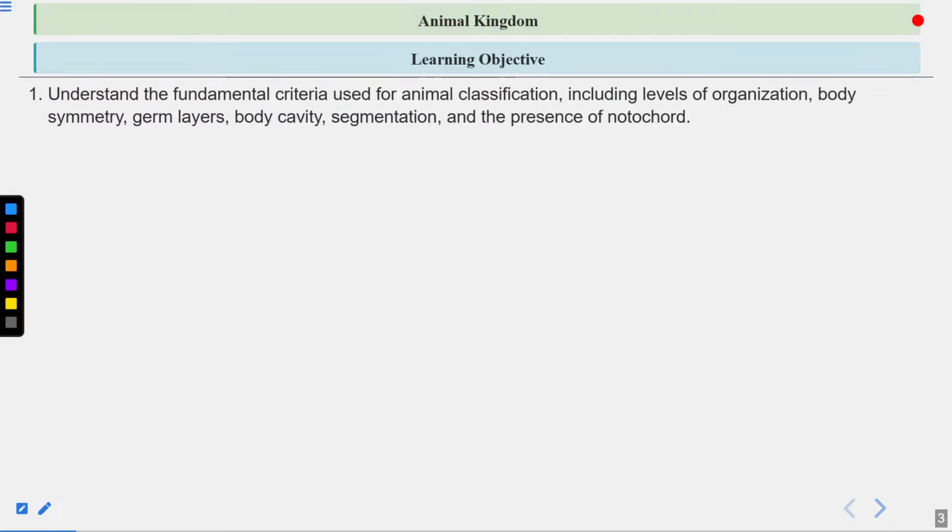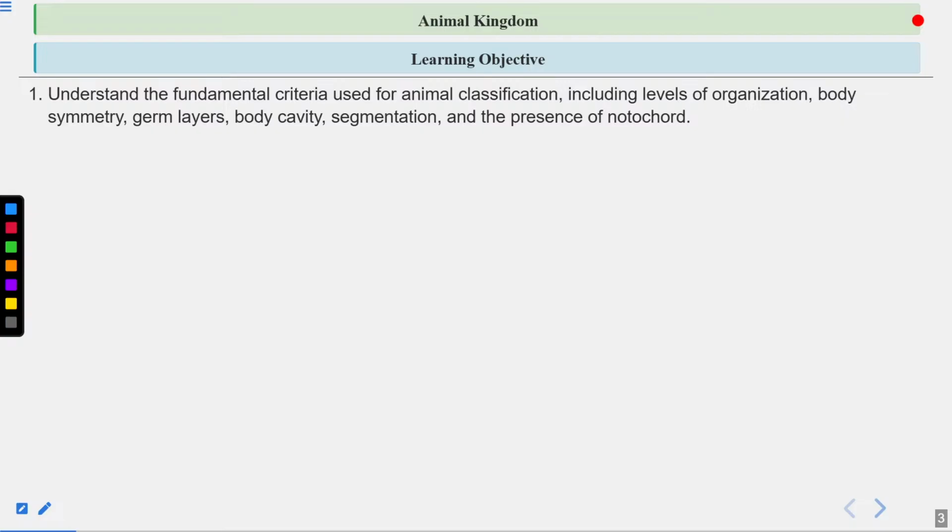So, we are going to study today our fourth chapter, Animal Kingdom. And according to the schedule, chapter 3 will be conducted after this particular chapter. So, today's learning objective. What is the learning objective of today's lecture?